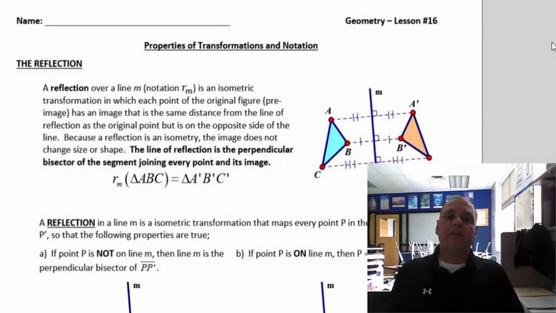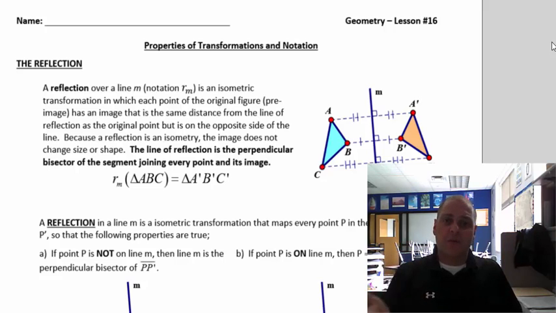In this lesson, we continue talking about transformations. I want to get all the boring stuff out of the way in this video and just get the notes out to you that you'll need to work on some things in class tomorrow. We have to learn about properties of these transformations.